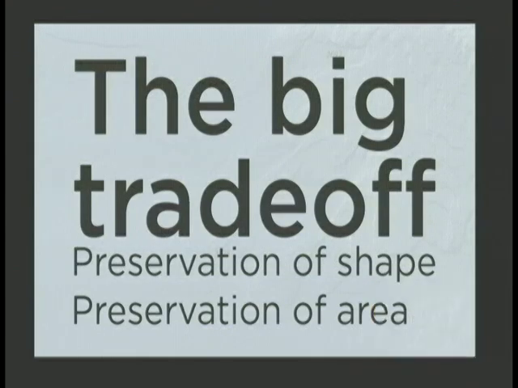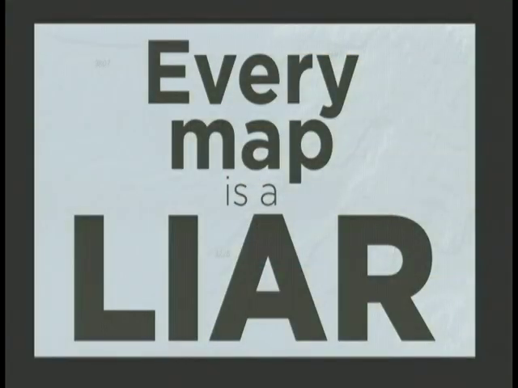There's a big trade-off between every map. Since you are going down to a two-dimensional surface, you can either preserve shape or you can preserve area. Ones that preserve shape may not necessarily preserve the area relative to one another, so you need to be aware of this. Which brings us to our next slide, which is a little bit hyperbolic, but it's true. Every map is a liar. Every map you look at is lying to you in some way. It is misleading you in some way, and it is necessary to know how it is lying to you and how you can make your maps lie less.